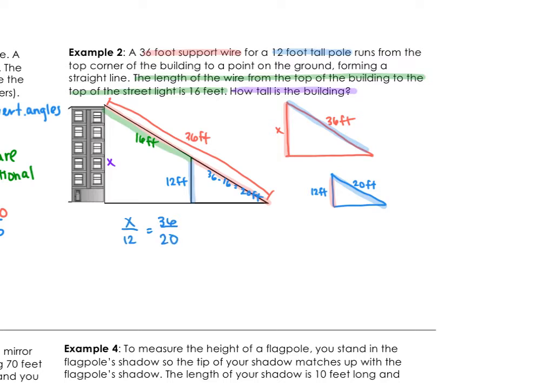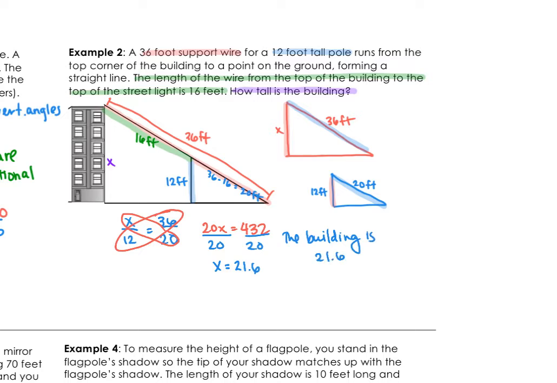So now we cross multiply. So this is 20x, and then 36 times 12 is 432. And then last thing, we're going to divide by 20. We get x is 21.6. So to answer the question, we're going to say the building is 21.6 feet tall.